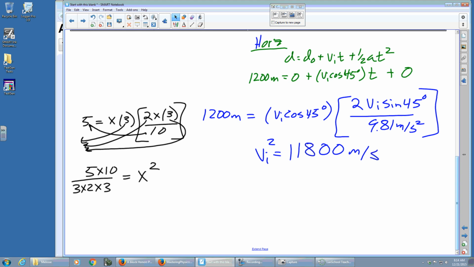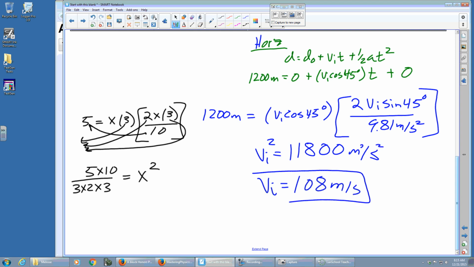And so then I would get that VI is, for me, 108 meters per second. So this would be meters squared over seconds squared. Let's see if that works.